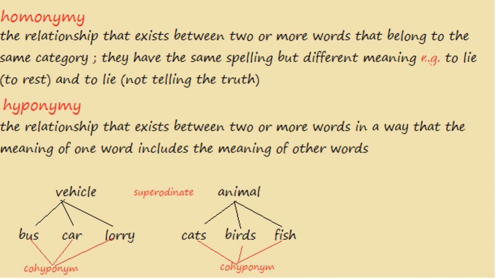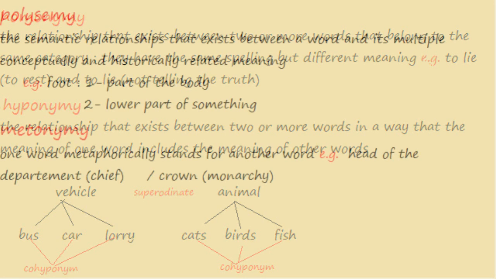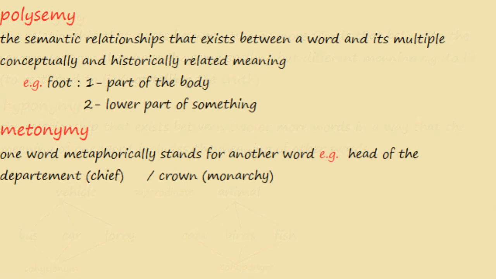Now the word vehicle and the word animal, we call them the superordinate, while those that belong to their category, such as bus, car, lorry, cats, birds, fish, dogs, we call them co-hyponyms. This is very important. Then we move to polysemy. Polysemy is a semantic relationship that exists between a word and its multiple conceptually and historically related meanings.